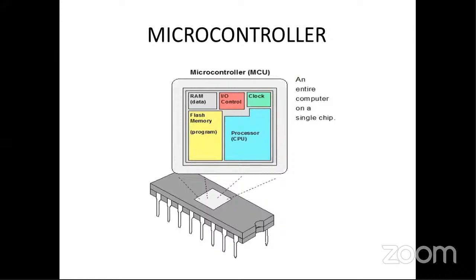Now, this is the basic block diagram. The microcontroller is an integrated chip where you have an entire computer on a single chip. This computer bridges a gap between the physical world and the computer world. It is a tiny computer that is programmable to run one program. We often call it MCU, that is, microcontroller unit.